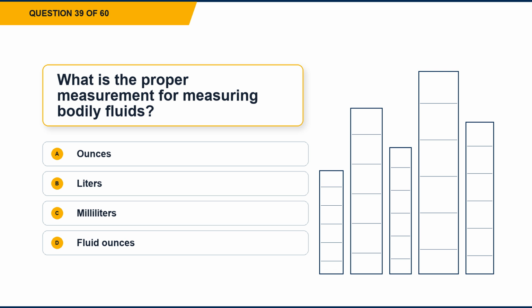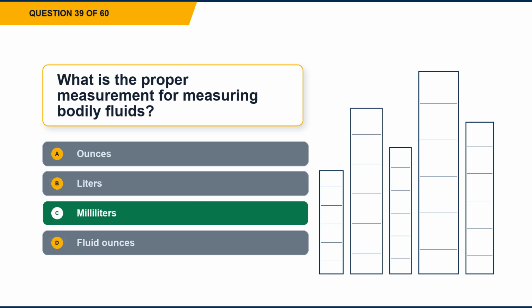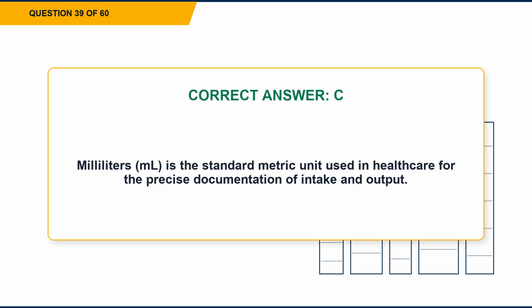Question 39. What is the proper measurement for measuring bodily fluids? Option A, ounces. Option B, liters. Option C, milliliters. Option D, fluid ounces. The correct answer is option C, milliliters. Explanation: milliliters, mL, is the standard metric unit used in healthcare for the precise documentation of intake and output.